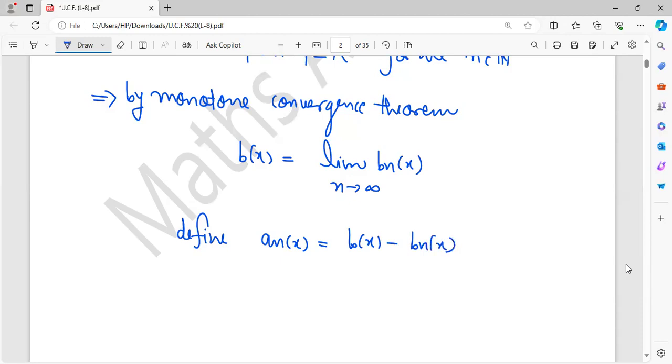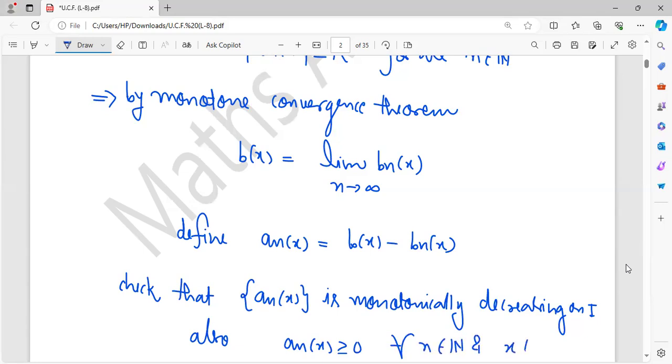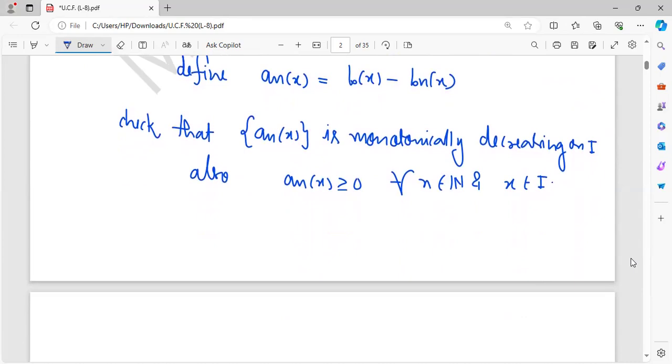Now you can check that this sequence a_n(x) is monotonically decreasing on I. Also, we have that a_n(x) is greater than or equal to 0 for all n belongs to N and x belongs to I. And also we can see that a_n(x) is equal to b(x) minus b_n(x). So we can write it as b(x) plus b_n(x).